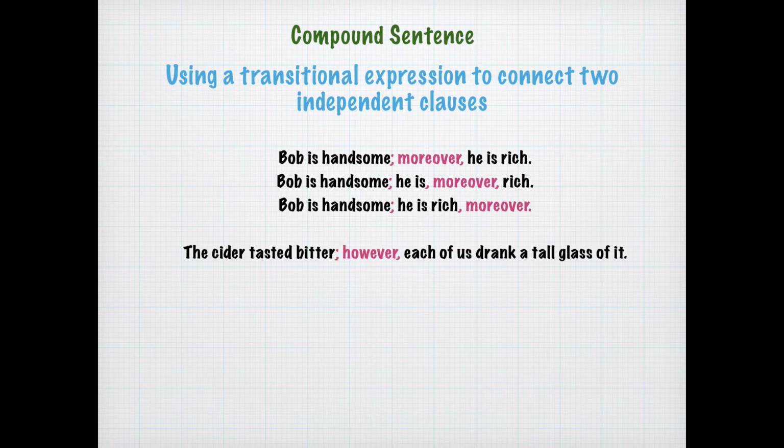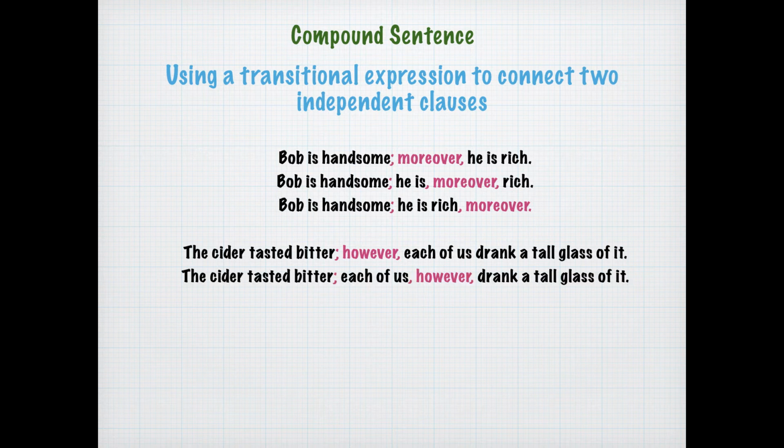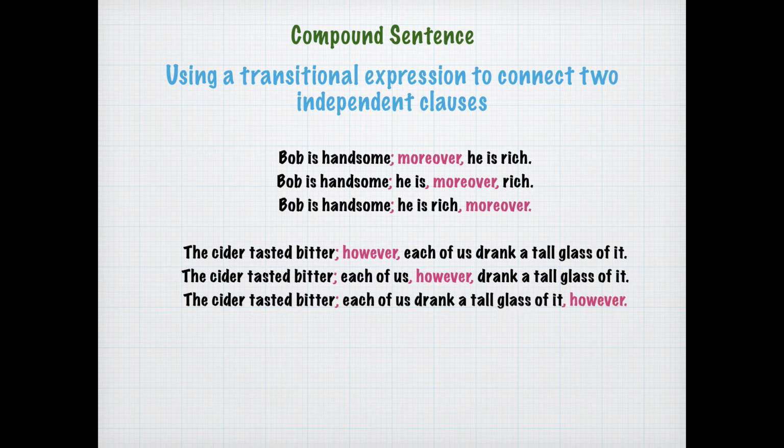Here's another example. The cider tasted bitter, semicolon, however, comma, each of us drank a tall glass of it. The cider tasted bitter, each of us, however, drank a tall glass of it. The cider tasted bitter, each of us drank a tall glass of it, however.